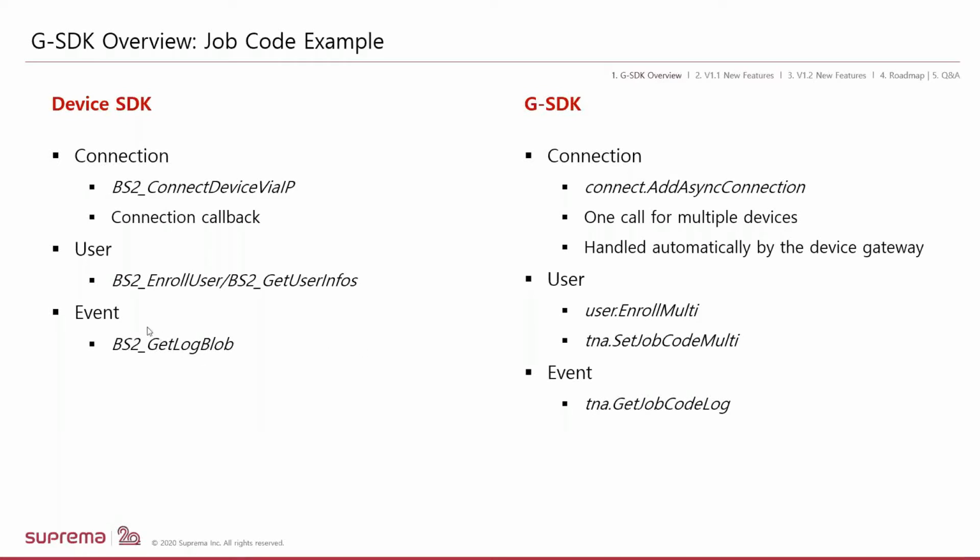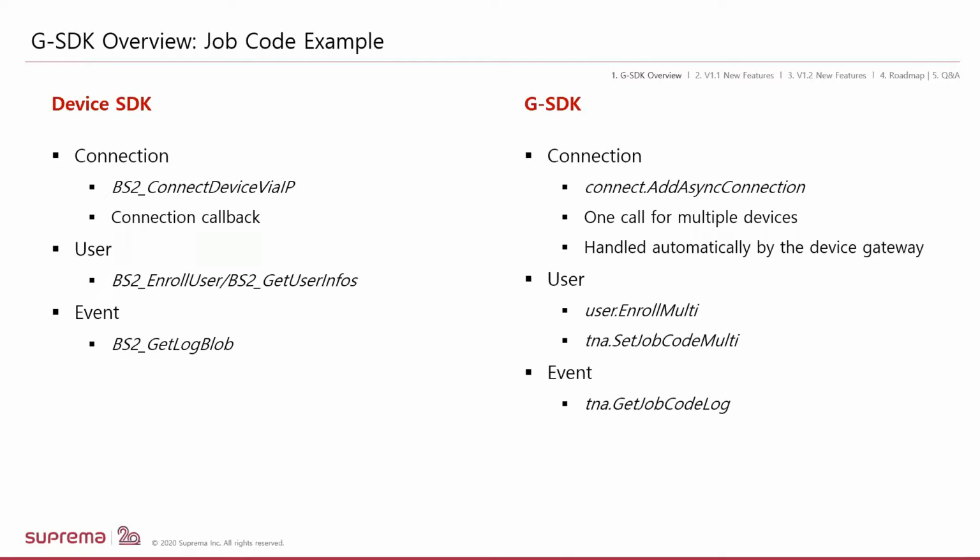After that, the goal of the time and attendance application is to get the event log with time and attendance key. In the case of the device SDK, there is a single API for all kinds of application scenarios. As a result, the data structure is rather complex. But in the case of GSK, there are several types of event log for each application scenario.